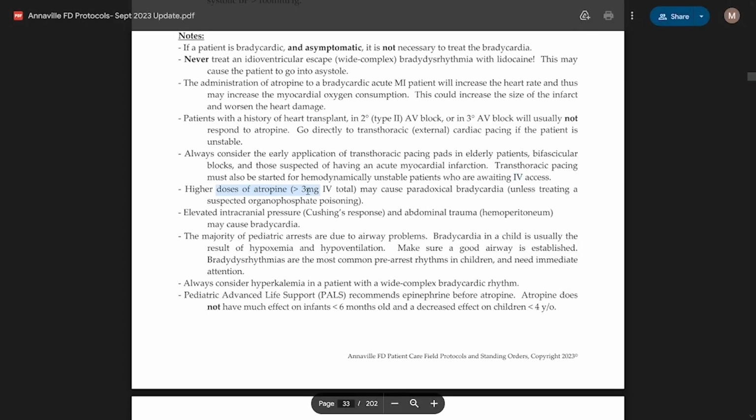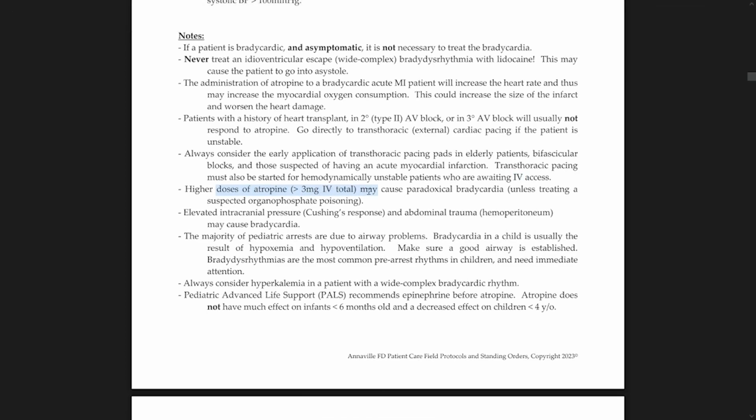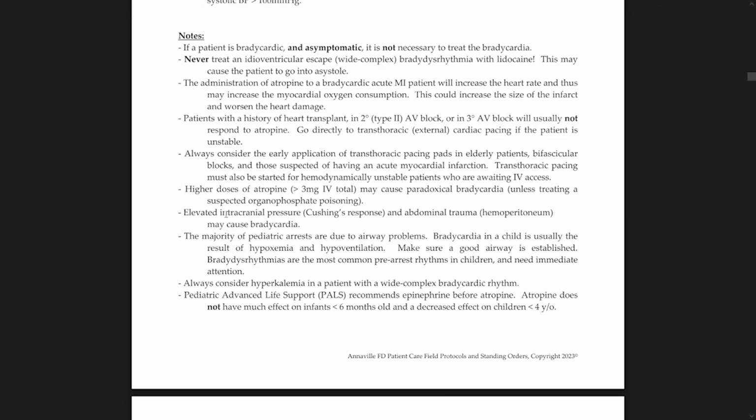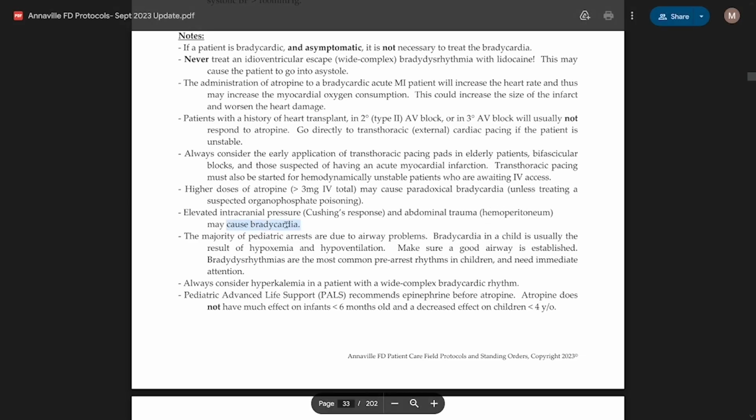Higher doses of atropine, greater than 3 milligrams IV total, may cause paradoxical bradycardia unless treating a suspected organophosphate poisoning. So if you do give more than 3 milligrams IV and you're not treating an organophosphate poisoning, expect the bradycardia to potentially get worse. Elevated intracranial pressure, such as Cushing's response, and abdominal trauma, which is hemoperitoneum, may cause bradycardia.